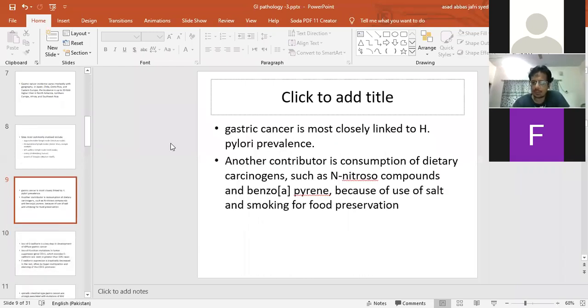Gastric cancer is most closely linked to Helicobacter pylori prevalence. In regions where Helicobacter pylori infection is higher, we also see a higher incidence of gastric carcinoma. Another contributor is consumption of dietary carcinogens such as N-nitrosamine compounds and benzopyrene, formed during the salting and smoking of fish. That is why it is fairly common in Japan and these countries, because of the cultural use of smoked fish and preservatives for fish.